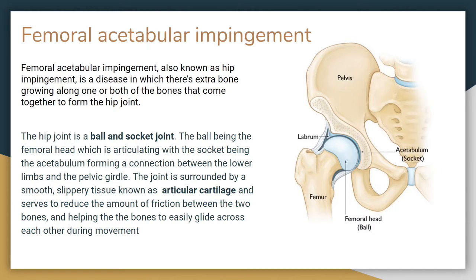The joint is surrounded by a smooth, slippery tissue known as articular cartilage, which serves to reduce the amount of friction between the two bones and helps the bones easily glide across each other during movement.